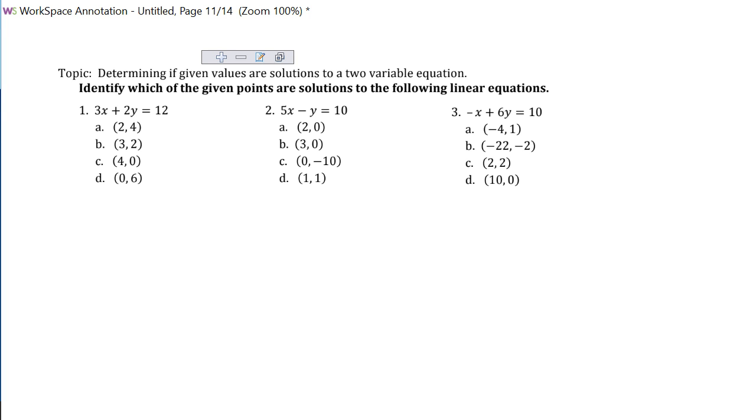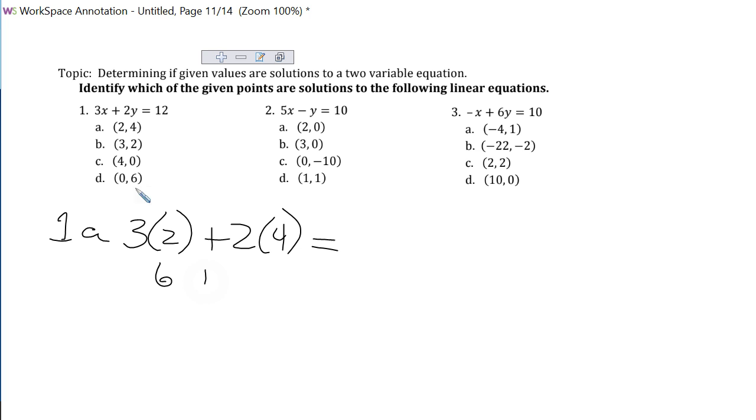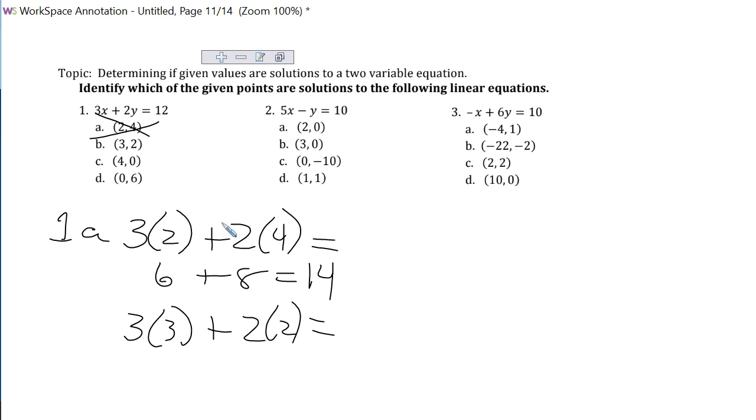So, we're just going to do the first one of all of these. Determine whether the values are solutions. Identify whether the given points are solutions. So, in 1A, 3 times 2 plus 2 times 4, well, that's 6 plus 8, that's 14, so that doesn't work. 3 times 3 plus 2 times 2, that's 9 plus 4, that's 13, doesn't work.